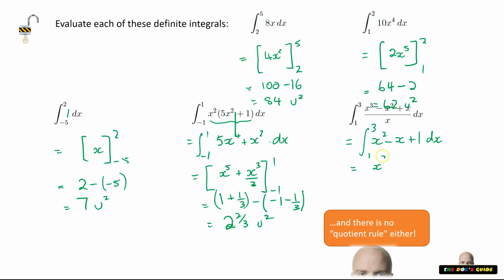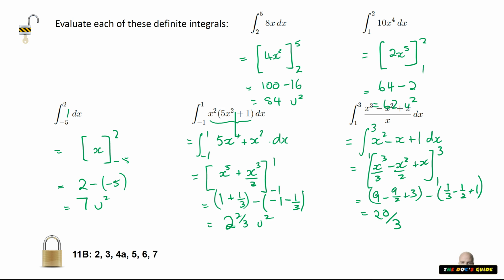Now we do the integration, so that's x cubed on 3 minus x squared on 2 plus x. It's definite, so we've got our limits of integration. We plug our numbers in: when we put 3 in, we've got 27 on 3, which is 9, minus 9 on 2, plus 3, minus what we get when we put the 1 in, which will be 1/3 minus 1/2 plus 1. Then we go to the calculator if need be, and we get 20 on 3, or 6 2/3. So, have a go at these out of 11B now.